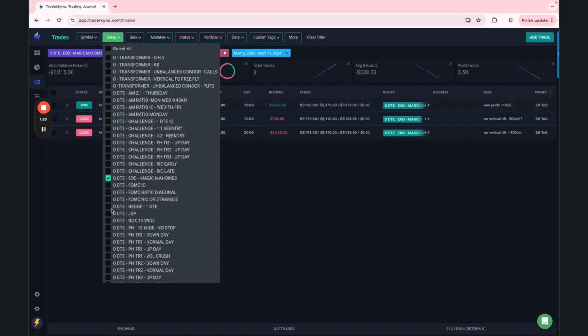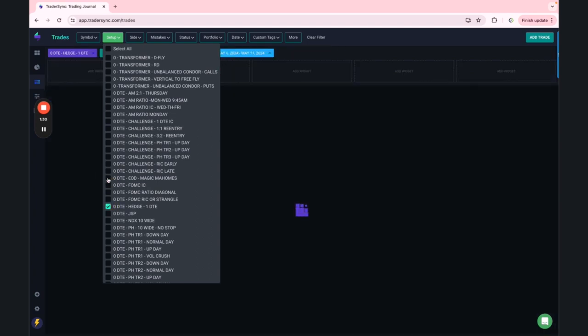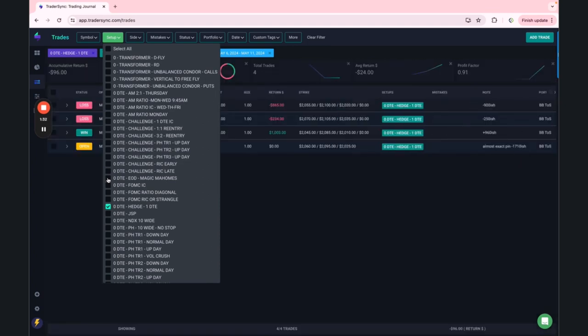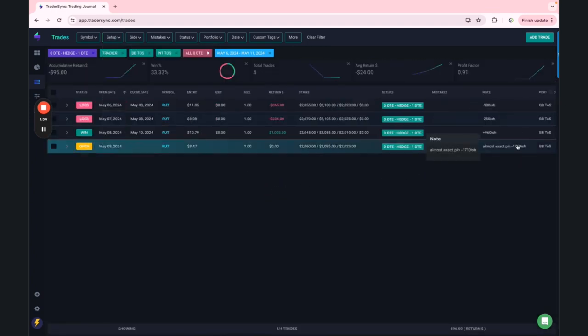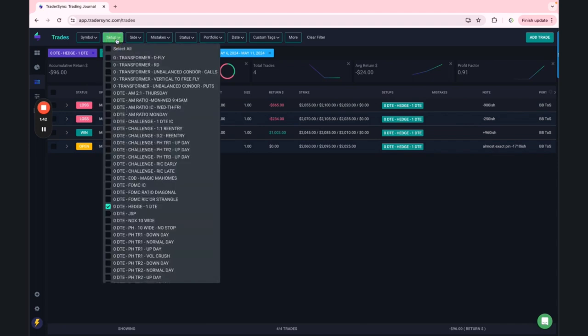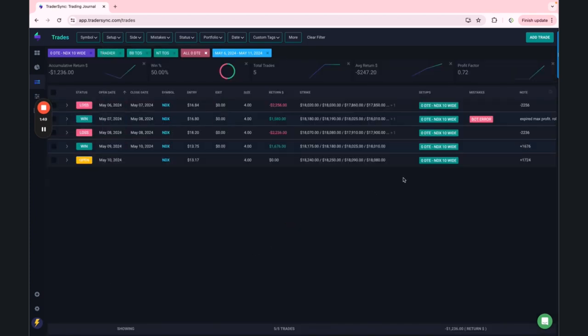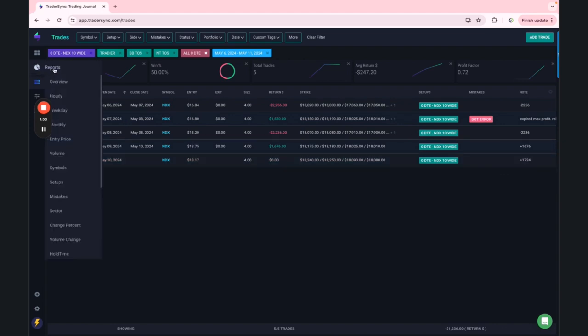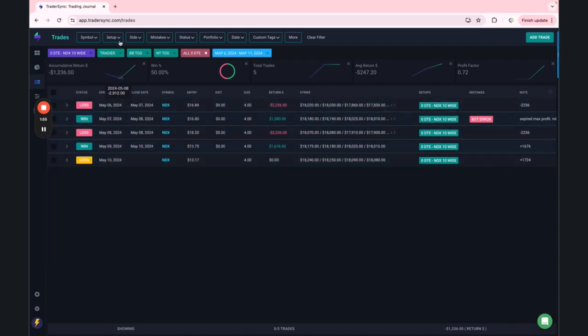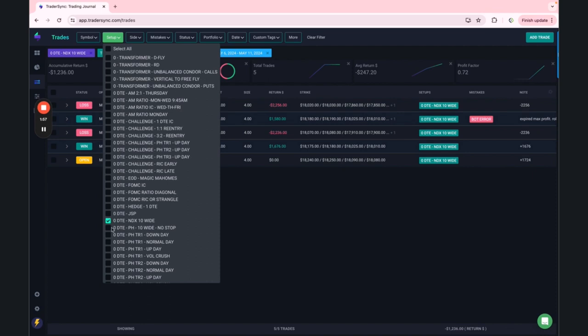No FOMC, my one DTE Russell hedge. This one will be minus 1,700 once those settle out, so about minus 1,800 on those for the week. No JSPs on NDX. This one will be about plus 1,700 once those settle out, so about plus 500 net on my NDX trades.